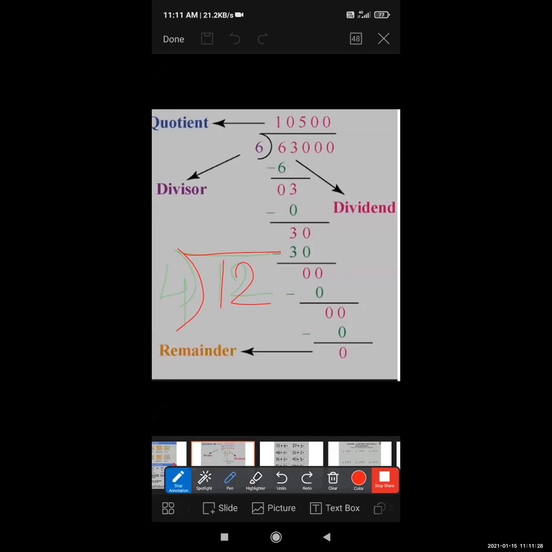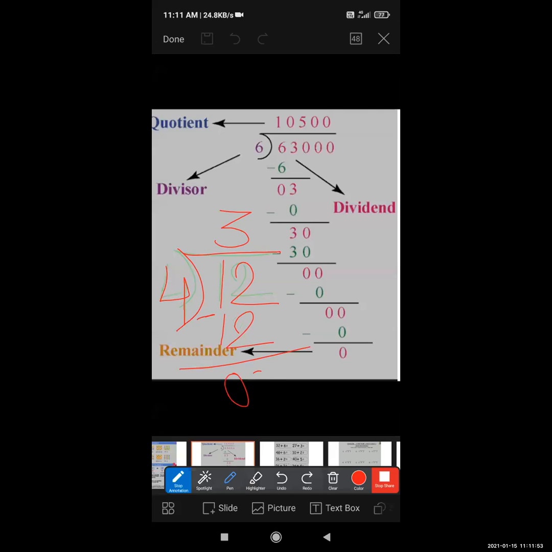12 is the dividend, 4 is the divisor. In the table of 4, 12 is on which number? Yes, tell me. In the table of 4, 12 is on 3 number, right? 4 3s are 12. So do the subtraction.